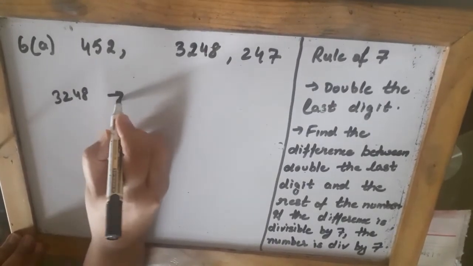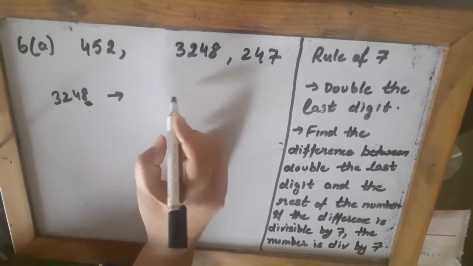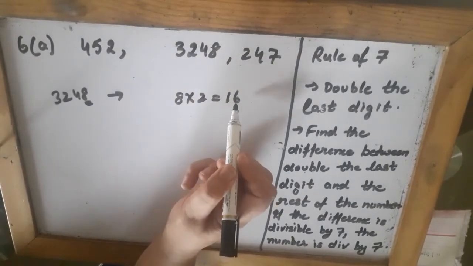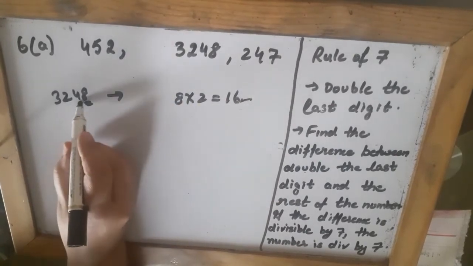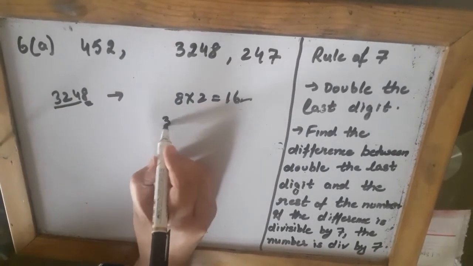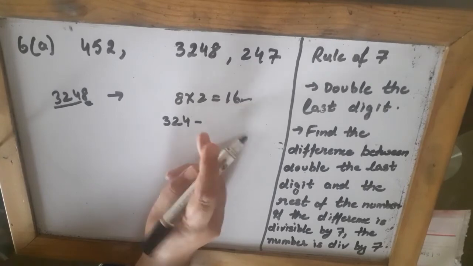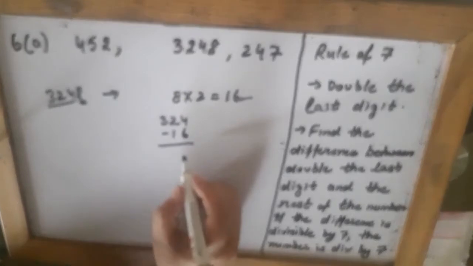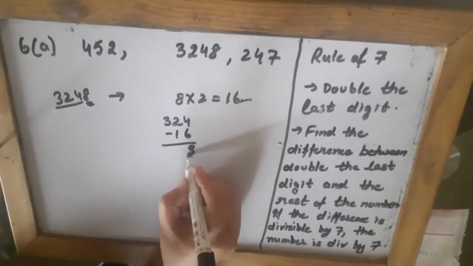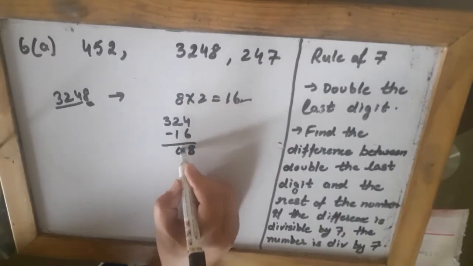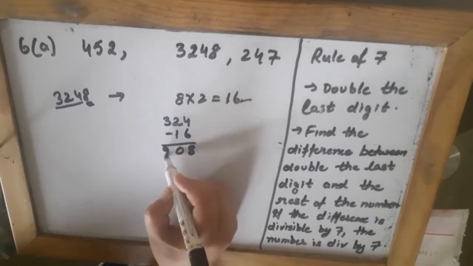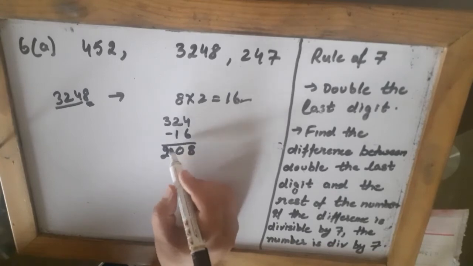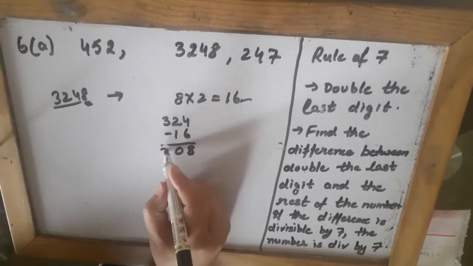Now what is my step? First step is to double the last digit. 8 twos are 16. When I double the last digit, now this 16 I have to subtract from the rest of the number. The rest of the number is 324 minus 16. So what will you get? You will get 308.